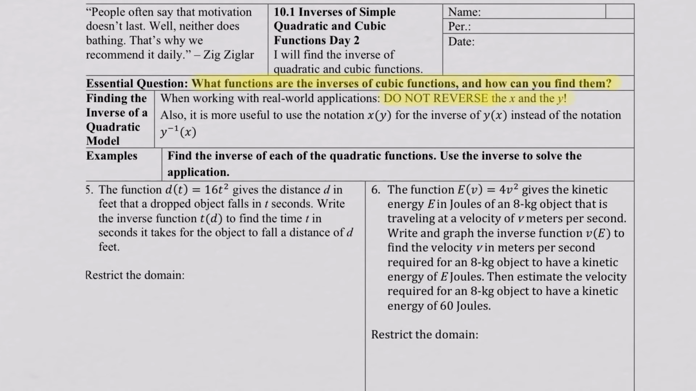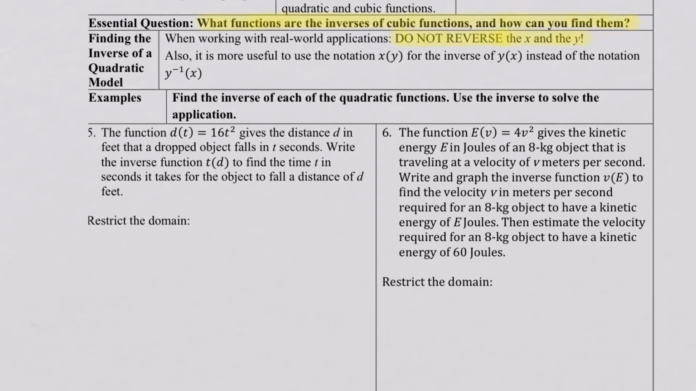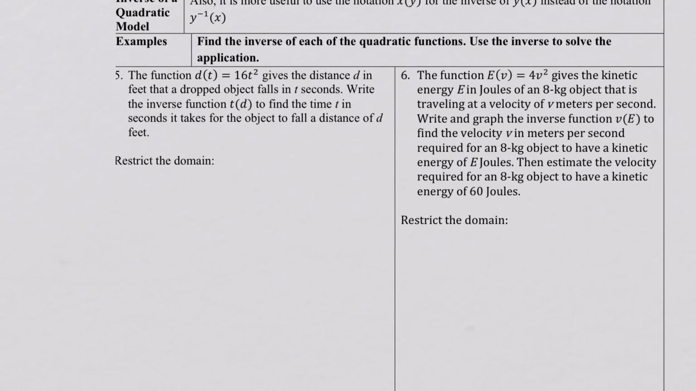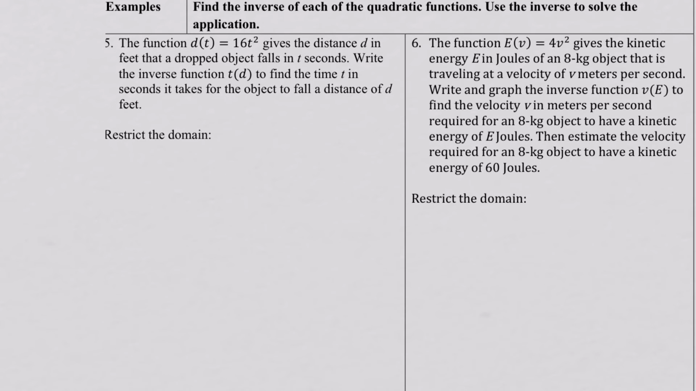So let's work on number 5 real quick. It says find the inverse of each of the quadratic functions, use the inverse to solve the application. So here we go, number 5. It says the function d of t equals 16t squared gives the distance d, in feet, that a dropped object falls in t seconds. Write the inverse function to find the time t in seconds it takes for the object to fall a distance of d feet. So t in this case represents time, seconds. D represents distance in feet. In however many seconds you let this object fall, it will fall whatever distance you get here. Okay, we're going to find the inverse so that we can plug in d and get t out of it.